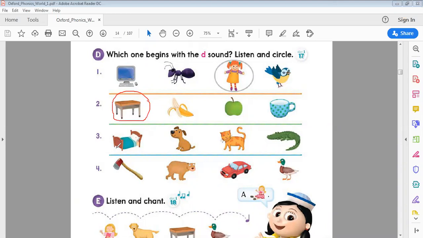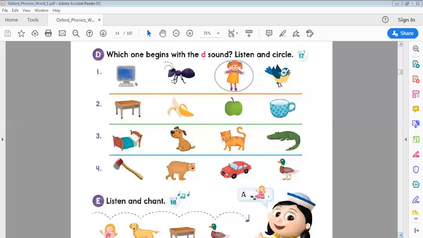We have bed, bed, d, d, dog, k, k, cat, a, alligator. Which picture starts with d, d? Excellent. D, d, dog. Dog starts with letter D. Amazing. Now, let's see row number four. The first picture, B, B, bear, K, K, car, D, D, duck. Which one starts with D sound? D, D, duck. Excellent, excellent, amazing. You're very smart. Okay, so now let's erase and move down a little bit.